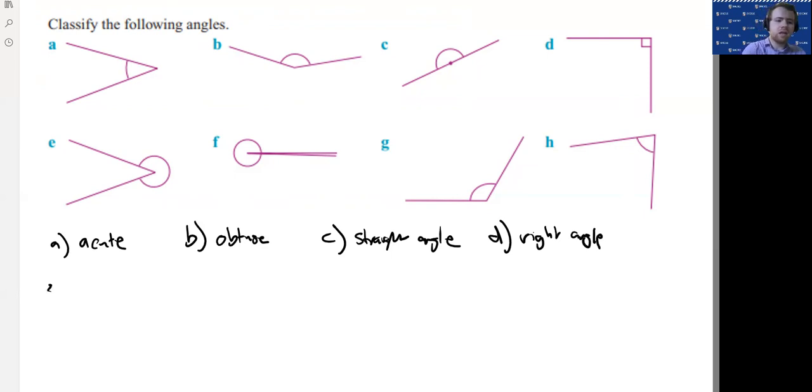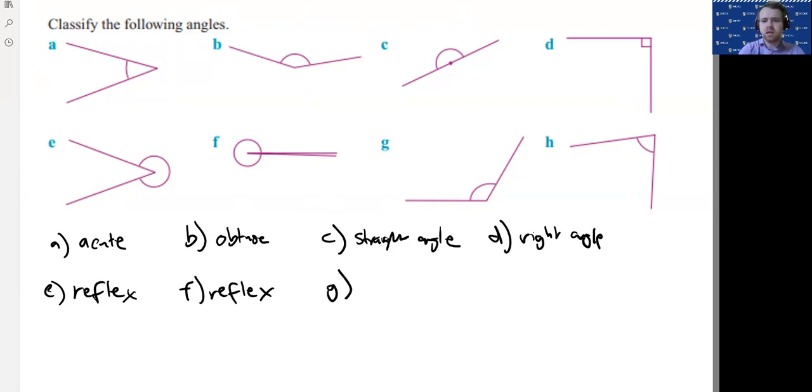For E here, we have the arc going the long way round. We call this a reflex angle. Now F looks very close to a revolution, but it's not quite. We can see here those arms are slightly apart. There might be just 1 or 2 degrees here. So F is actually also a reflex angle. It's almost a revolution. If those lines were on top of each other, it would be a revolution.